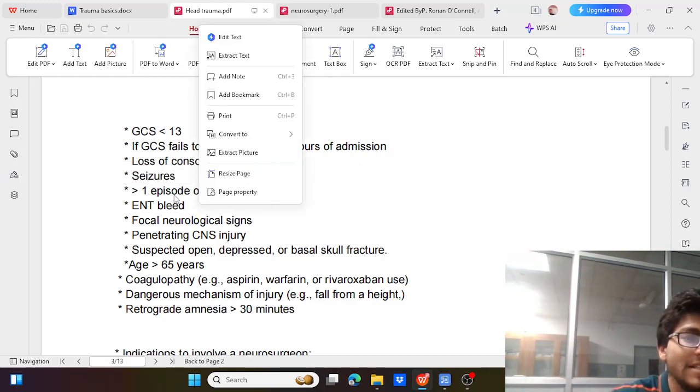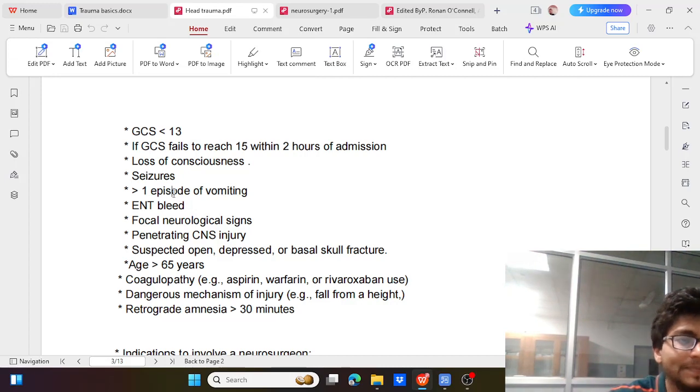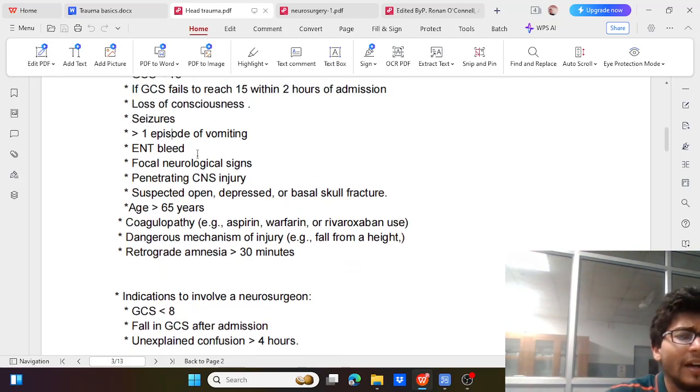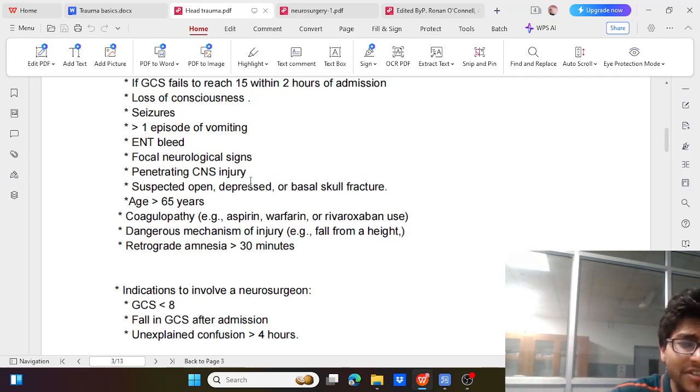If there is more than one episode of vomiting, or any ENT bleed from ear, nose or throat, or any focal neurological signs like weakness in any of the limbs, or if the patient has a penetrating injury to the CNS, then that is also a CT scan indication. Then if we are suspecting a fracture, then also we have to do CT.